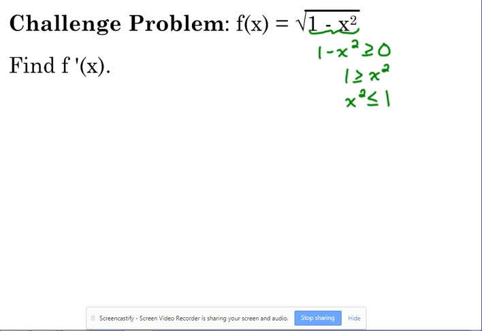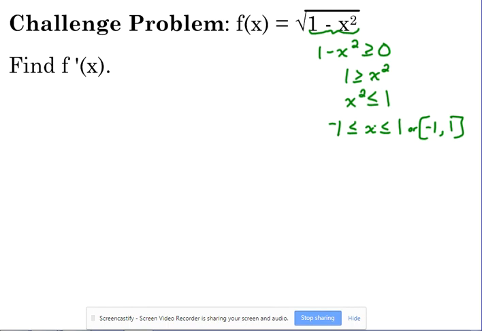Now, we can't forget negative, though. Negative 1 squared is positive 1. So negative 1 works as well, and so does negative 1/2. Negative 1/2 squared is positive 1/4, so that's less than or equal to 1. So our function here is defined between 1 and negative 1, or in interval notation, it would look like this. So we can only use this function when our x values are between negative 1 and 1.